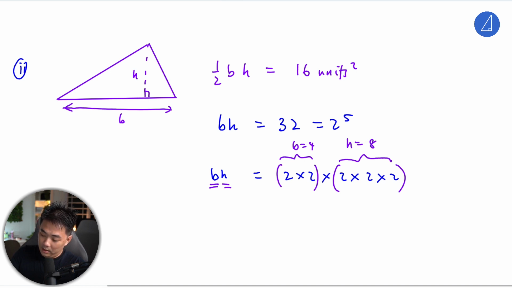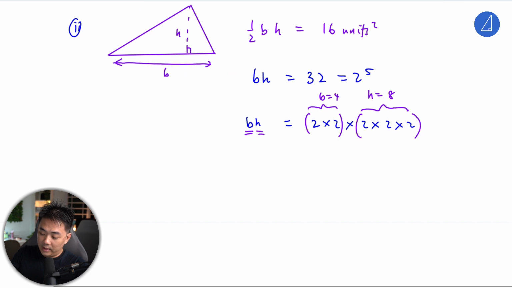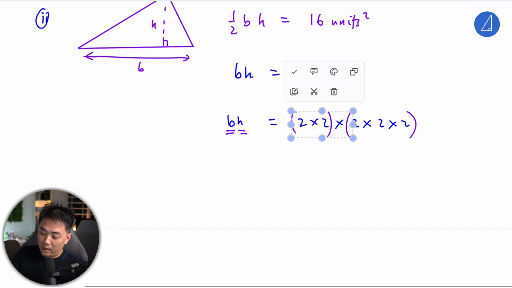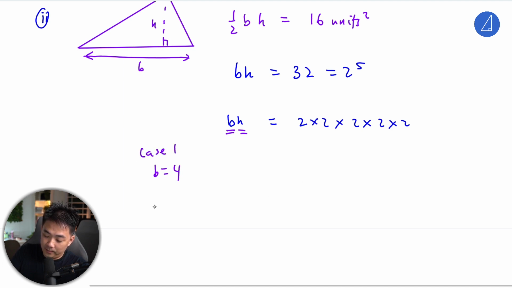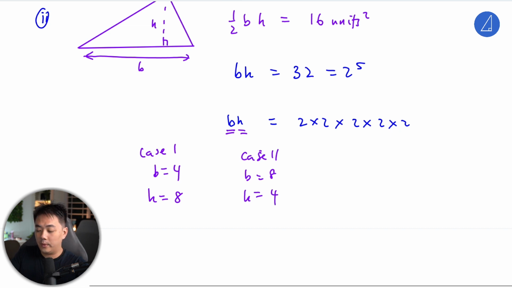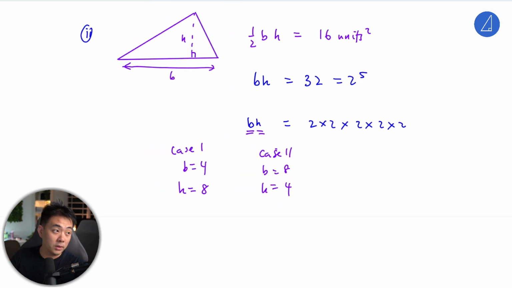Height is 8. We could also separate it in a way where base equals 4, case 1 sort of, then height would be 8. Okay, case 2, it will be base, I think the base now will be 8 and then height will be 4. Okay, so these are the 2 cases I will consider.